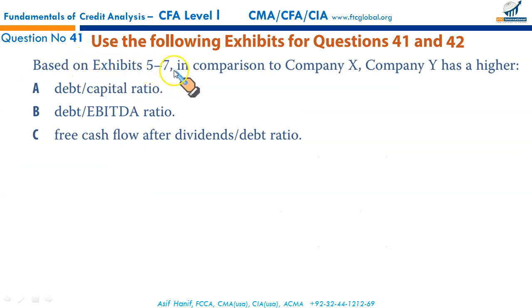Based on the exhibits 5, 6 and 7, in comparison to company X, company Y has a higher debt to capital, debt to EBITDA, or free cash flow after dividends upon debt ratio. So we will calculate all these for both companies X and Y, and then we will see through a matrix here which of these is the right option. So let's do it.